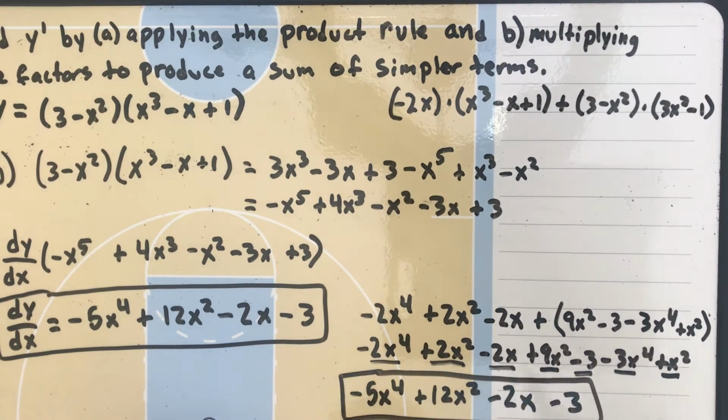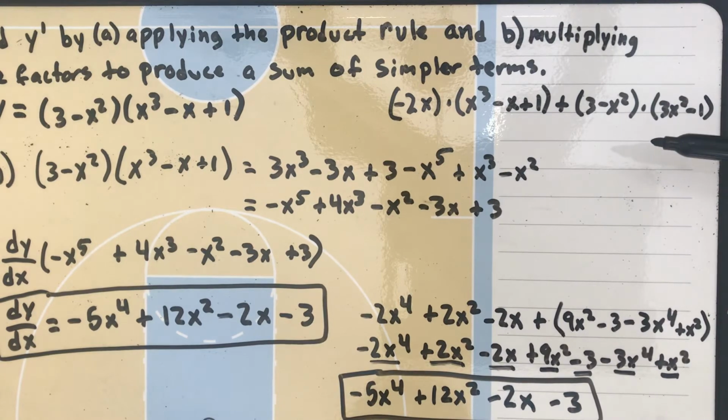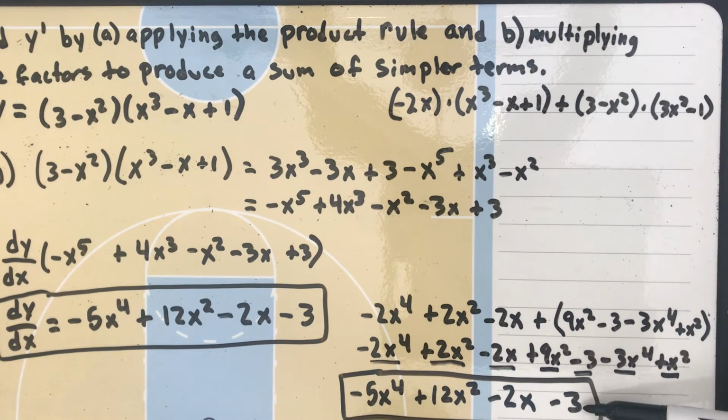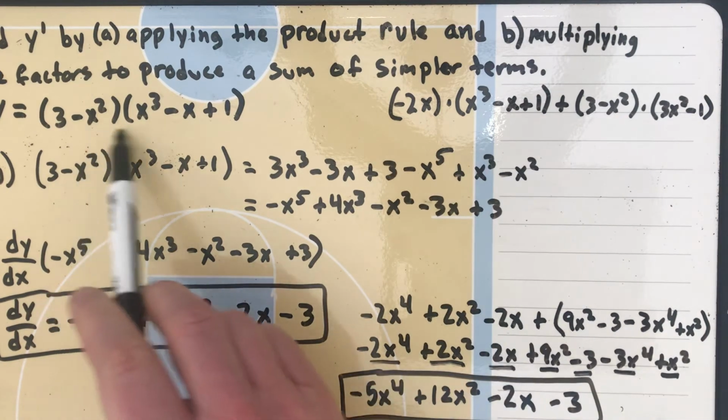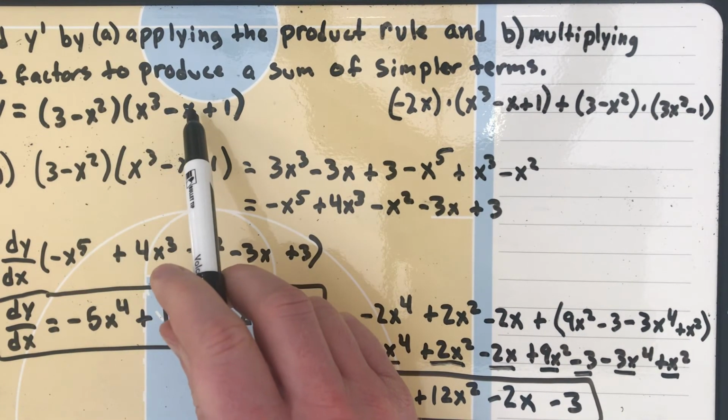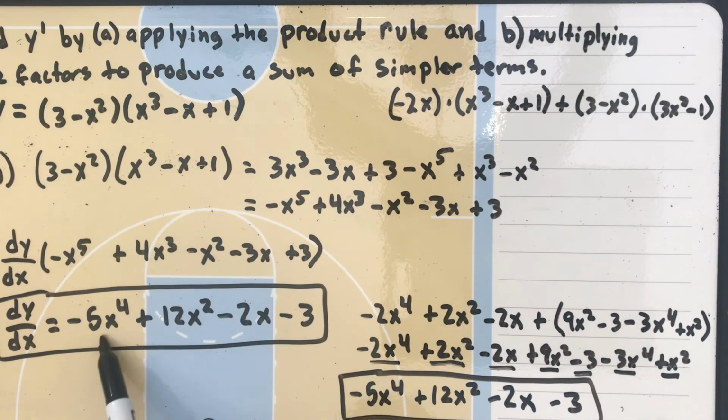So using the product rule, this is kind of a proof here. Using the product rule, we ended up with this for our derivative. When we distribute this function out first in part B, and then found the derivative, we end up with this, the exact same derivative. So that's kind of a proof of what the product rule does.